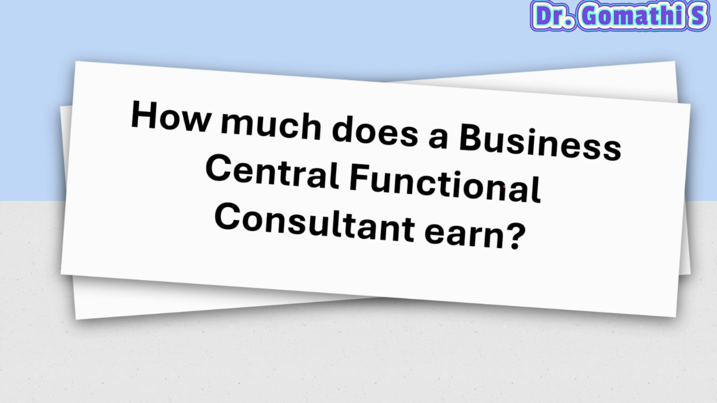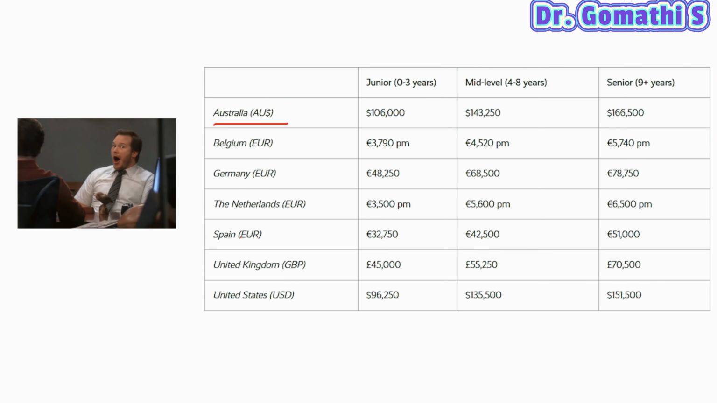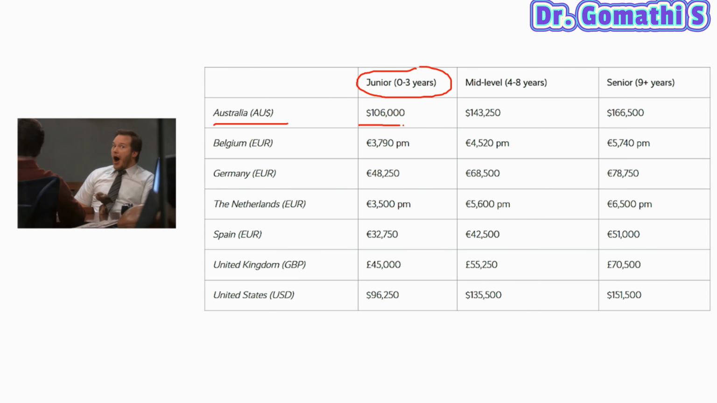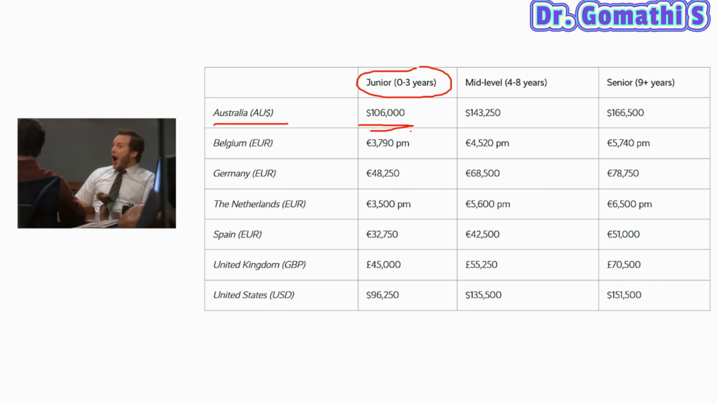How much does a Business Central functional consultant earn? Here you can find what it is in Australia. Here we have just mentioned a few countries. In Australia, junior, that is 0 to 3 years, Business Central functional consultants are earning this many dollars, 1 lakh 6,000, right? So 1 lakh 6,000 dollars.